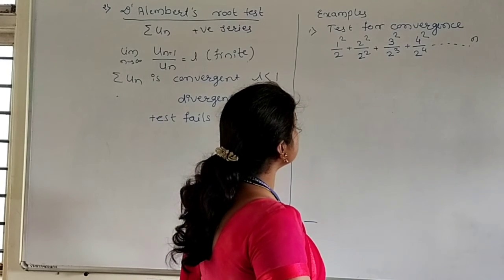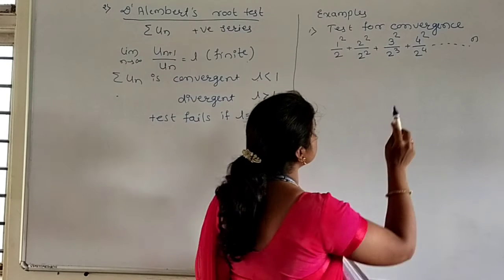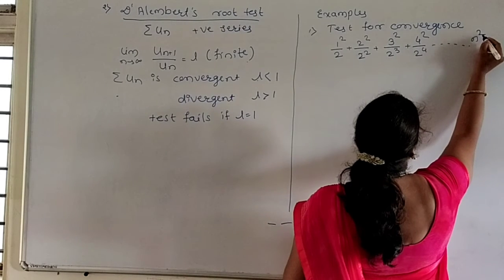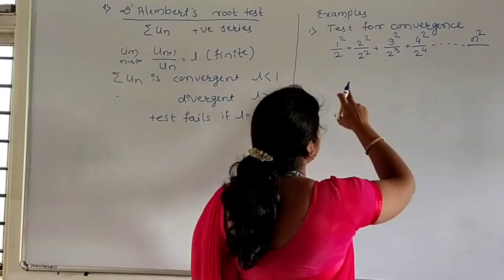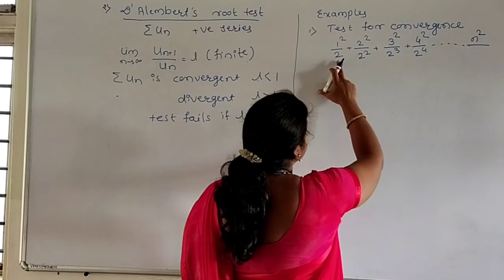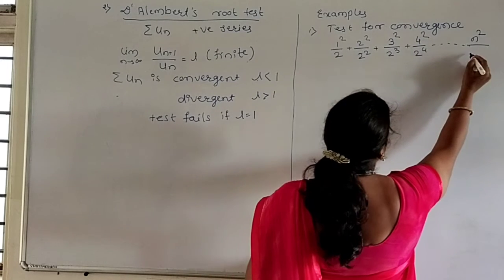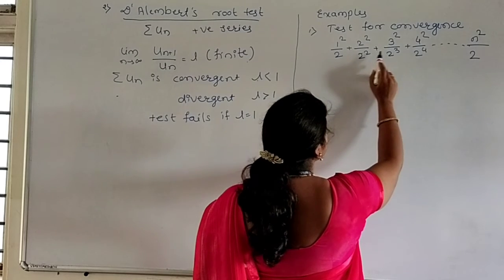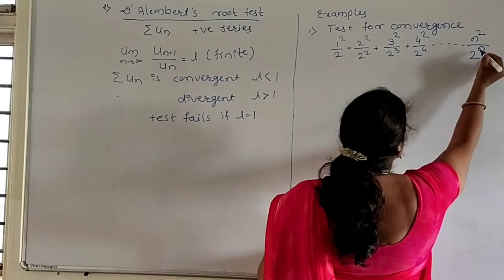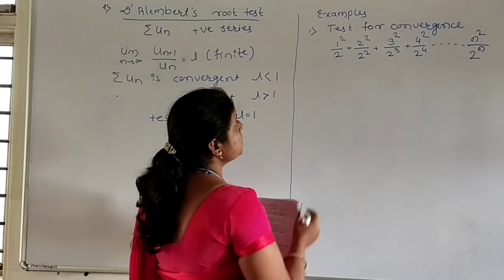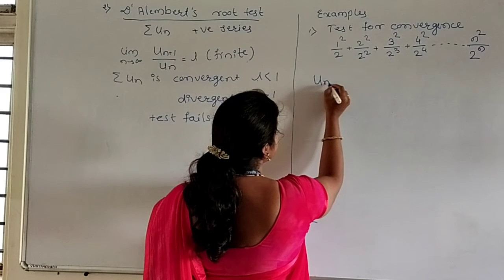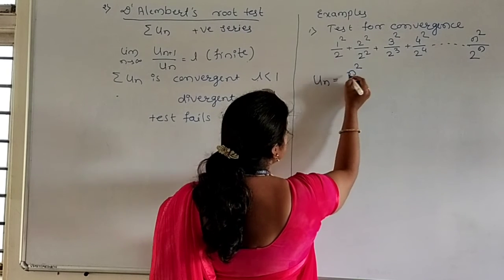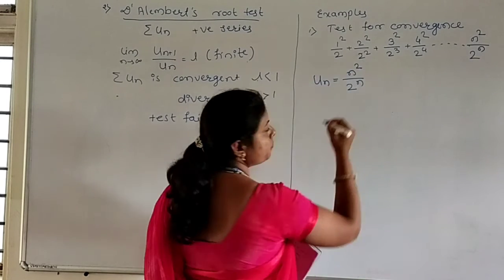The power is a constant here because 2, 2, 2, 2 is there, so we have to write n square. And in the denominator, the base 2, 2, 2 is there, which we keep as it is, having the power 1, 2, 3, 4, which we write as n. This we take as un: n square divided by 2 raised to n.